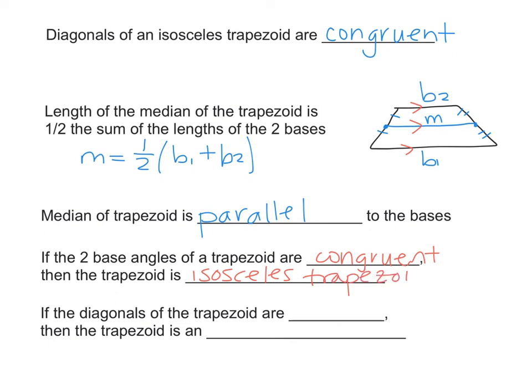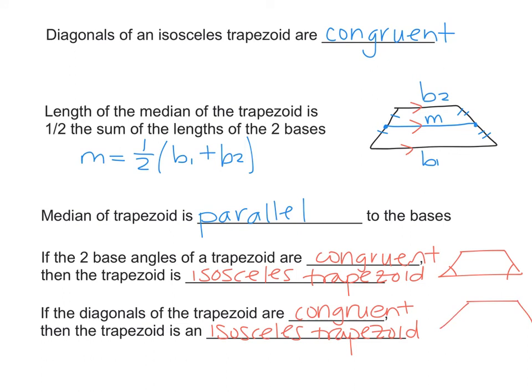So again, you have to have those two congruent base angles. So if I draw a trapezoid and I tell you that these two are congruent, then we know that it's not only a trapezoid, but it's an isosceles trapezoid. If the diagonals of a trapezoid are congruent, then the trapezoid is again an isosceles trapezoid. So if I draw a trapezoid here and I have these diagonals and they're the same length, then I have to have an isosceles trapezoid.